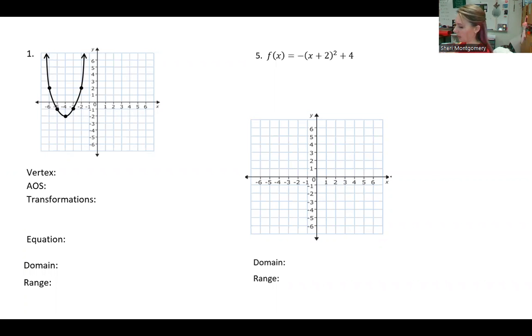Question number 1. I give you a graph and you have to give me the equation and tell me the domain and the range. Before we even get started, you should be able to easily tell me the domain because what is it? All real numbers every time. So get that one right. Question number 5 is on here too. We haven't graphed it, but I'm going to jot down that I already know the domain is all real numbers.